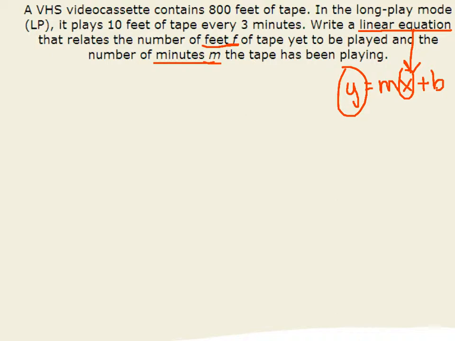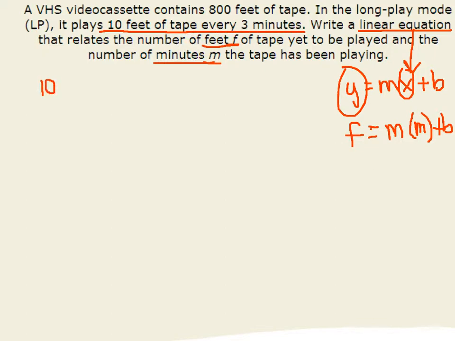So our variables for our equation are going to be f equals m, or slope or rate of change. I'm going to use parentheses here so you can see the difference between the m's, times the number of minutes plus b. Now the first thing we're going to tackle here is the slope, because our sentences up here give us that it plays 10 feet of tape every 3 minutes.